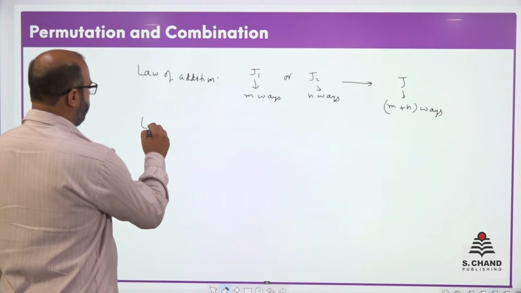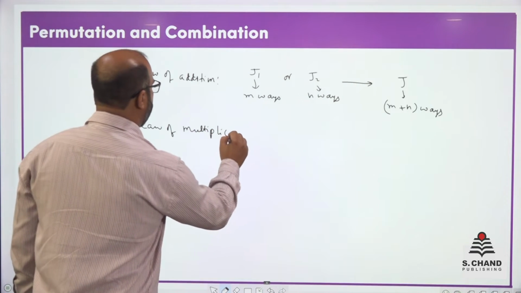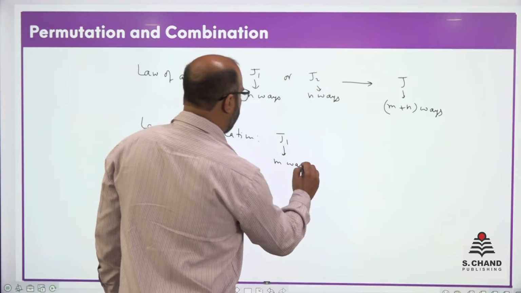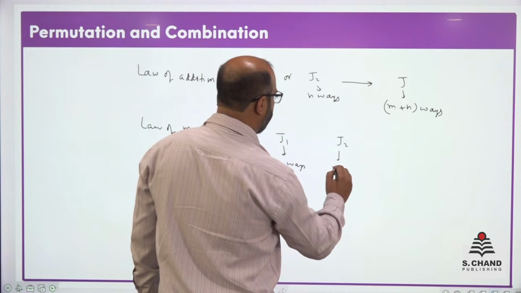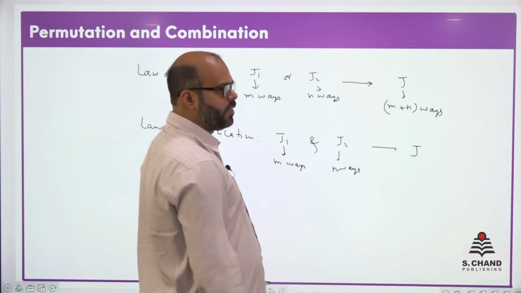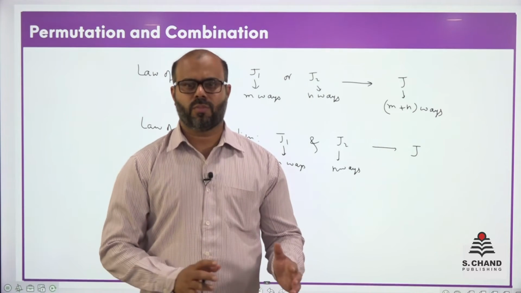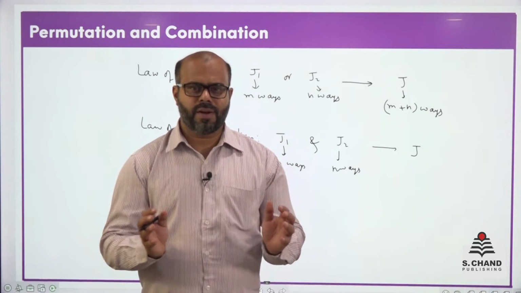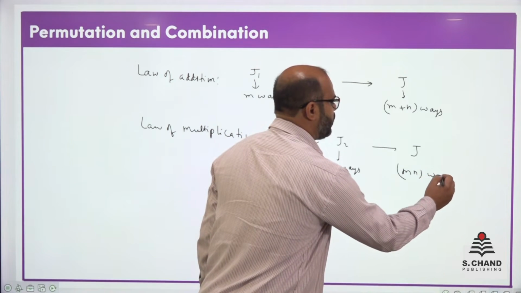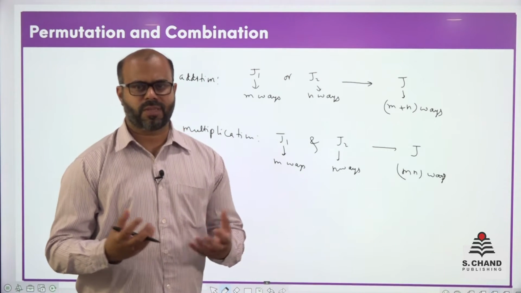And if we talk about law of multiplication, what was it? If a job is completed in m ways and another job is completed in n ways, and your total job is completed only if both of these jobs are completed, that means you have to buy a bread and a butter. Bread you can buy in 3 ways, butter you can buy in 4 ways. The number of ways in which you get bread and butter is 3 into 4, that is m into n ways. That is the law of multiplication. So this is the basic law from which the permutation and combination concepts have evolved.